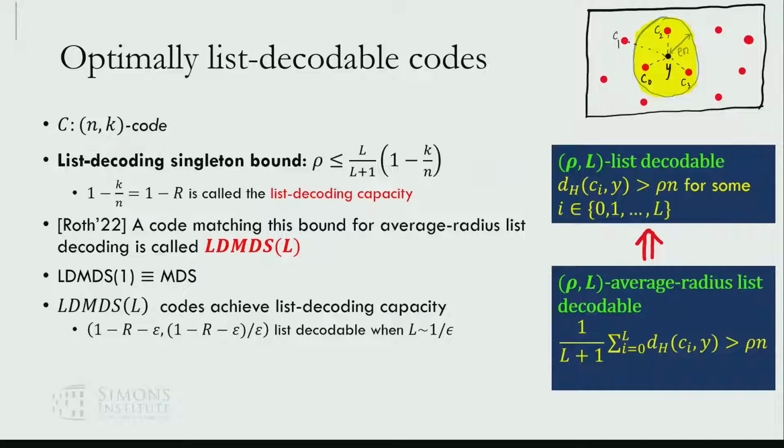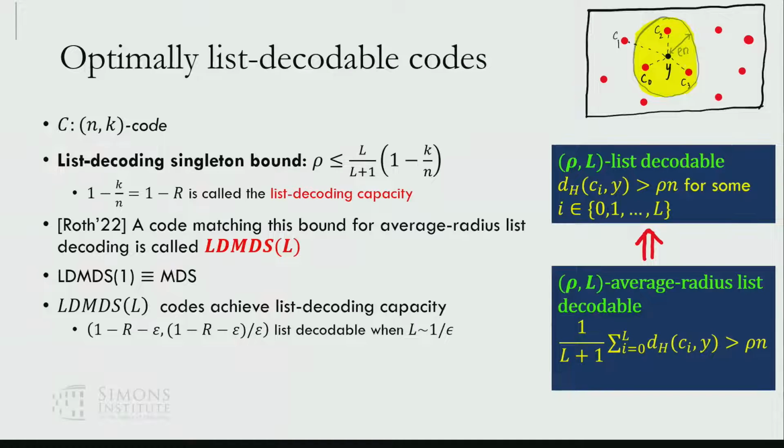And actually, Ronnie Roth wrote a paper which is what inspired us to connect these two things, where he studies this average radius list decodable codes and which achieve this list decoding. Okay, so this is the notion of optimality that we are looking at, which are codes which exactly achieve this bound for average radius list decoding. So that's the optimally list decodable codes. So that's what I mean by that.